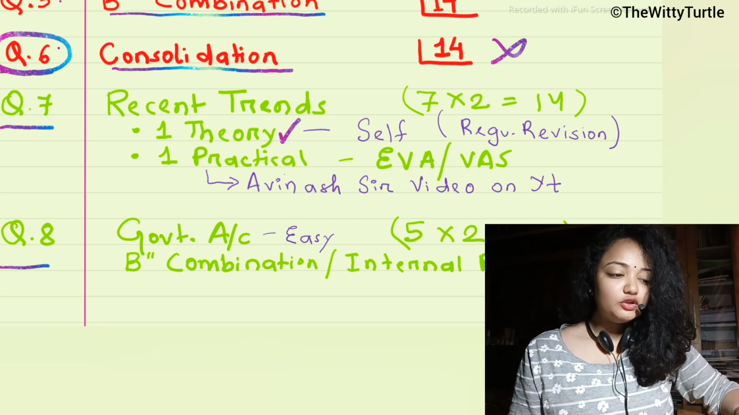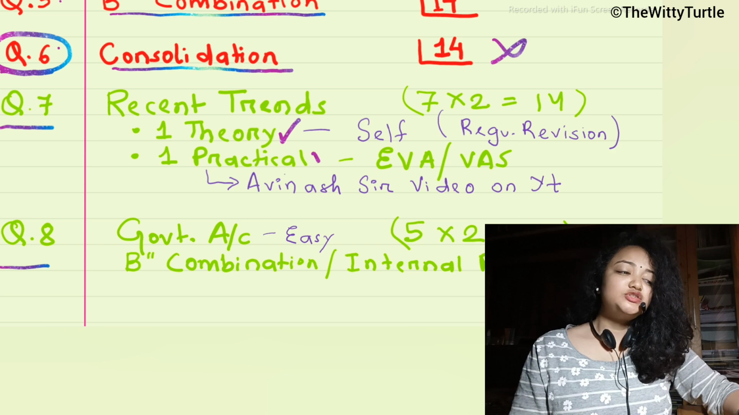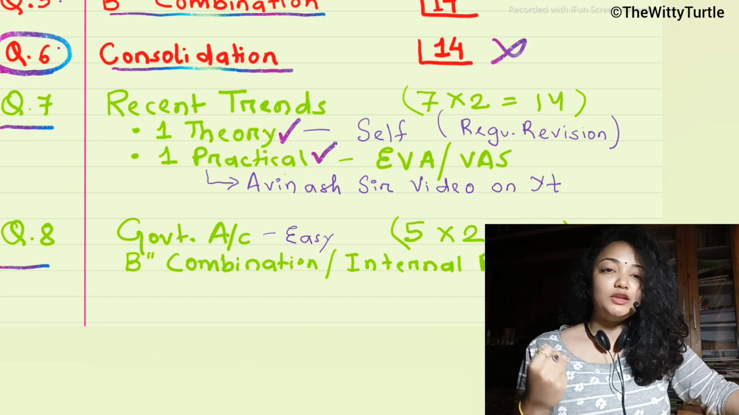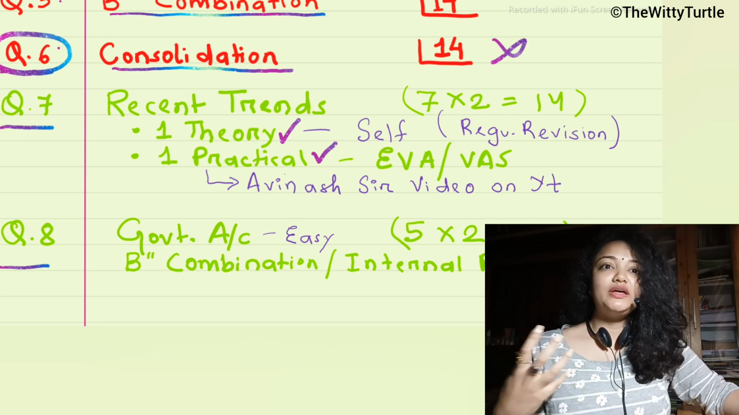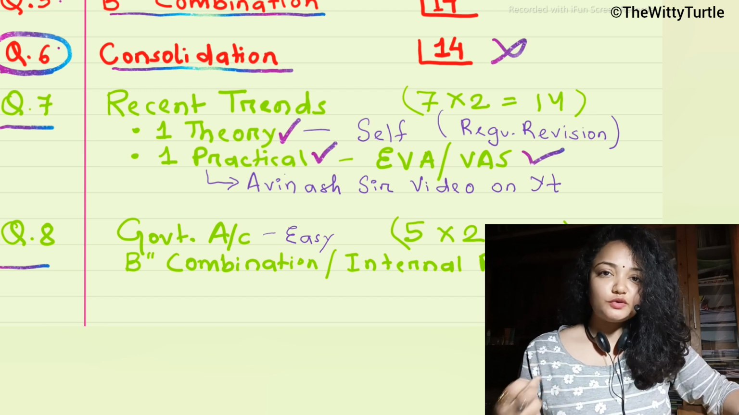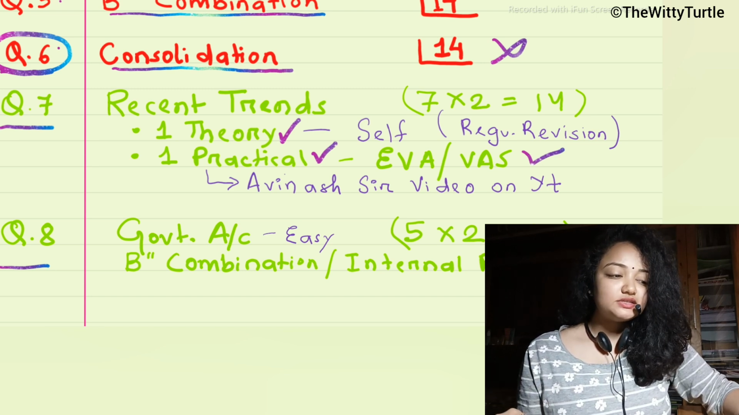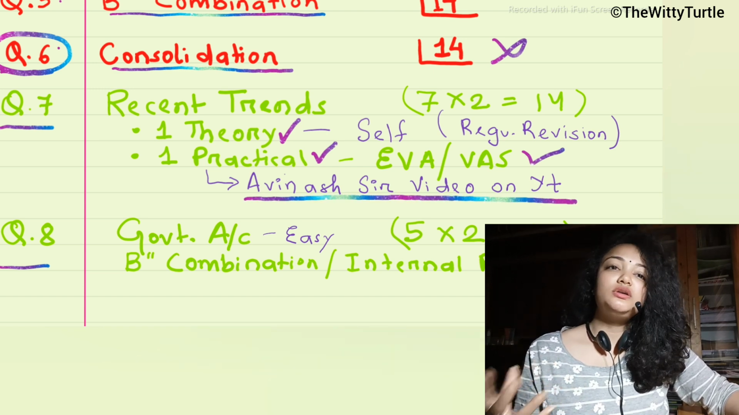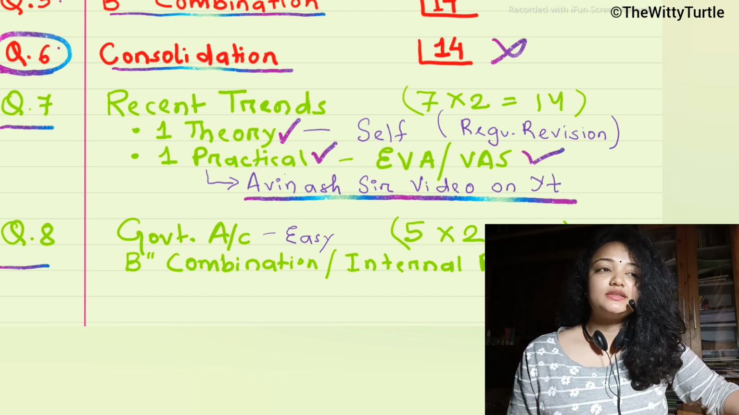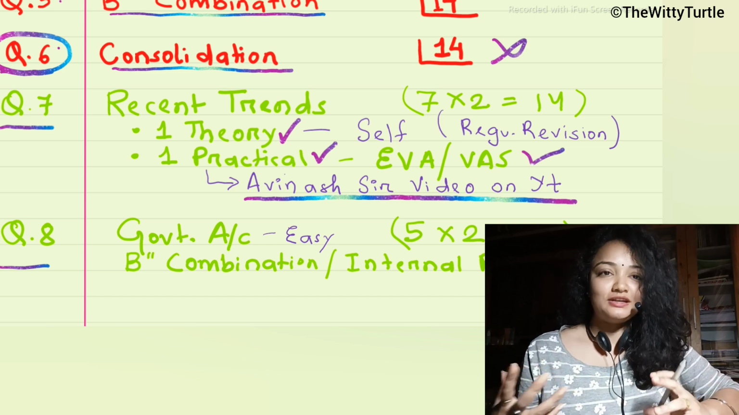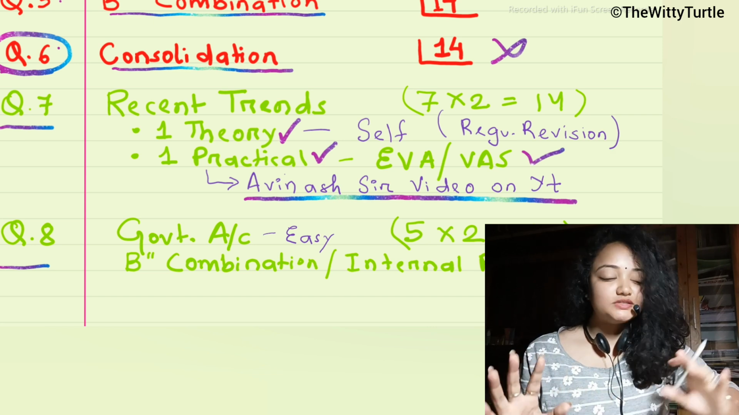Then in question number 7, you'll be getting one practical, and this practical is generally from your EVA or VAS. EVA is economic value added, or value added statement. These two might sound very difficult, but they are among the easiest topics. In case you have not taken any class for CFR, Avinash Sancheti sir has uploaded a video on YouTube. Even though I had taken his classes, he had not discussed these questions in class, because at that time no question was asked from these two chapters in the exam. So he uploaded an additional video on YouTube which was of great help. So do watch that on his YouTube channel.